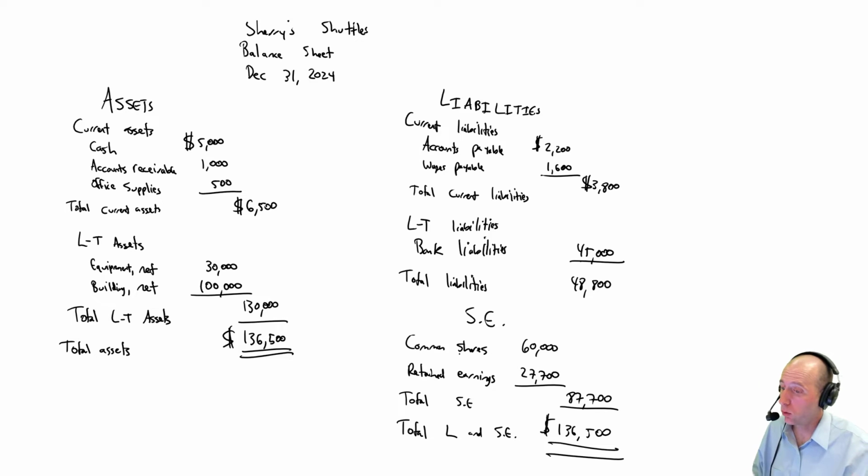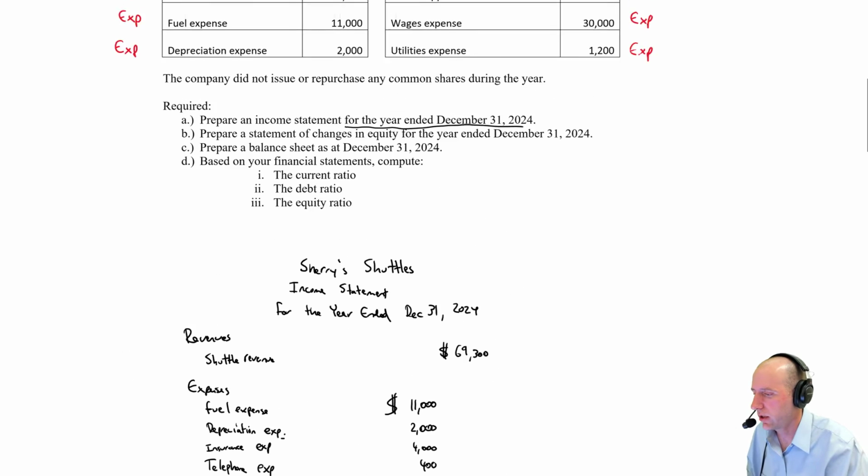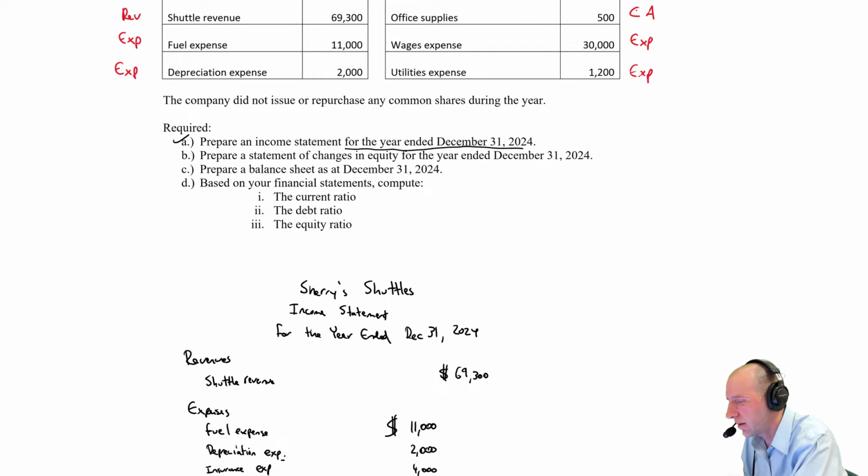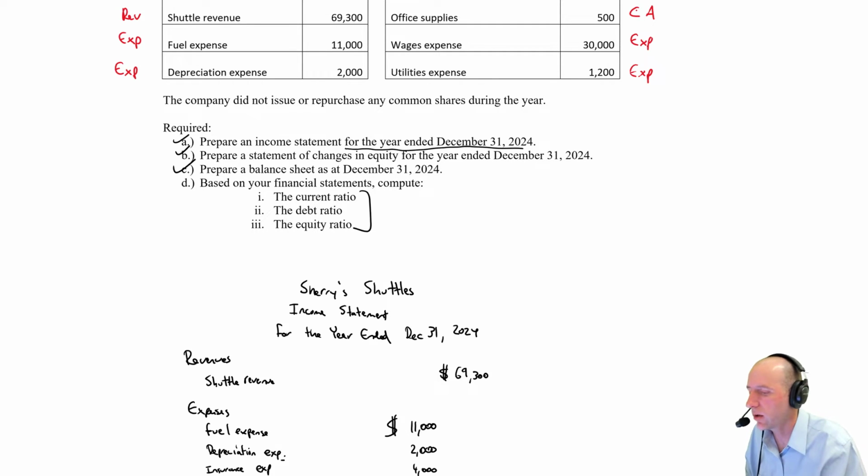Okay, we've just been working through our Sherry Shuttles problems, problem 1-3A from our accounting workbook, and now we are at the time where we are going to compute some ratios. So we've prepared an income statement already, statement of changes in equity, and now balance sheet. And the question, we've solved part A, the income statement, B, statement of changes in equity, and C, the balance sheet. Another question is saying, hey, compute these three ratios, the current ratio, the debt ratio, and the equity ratio.